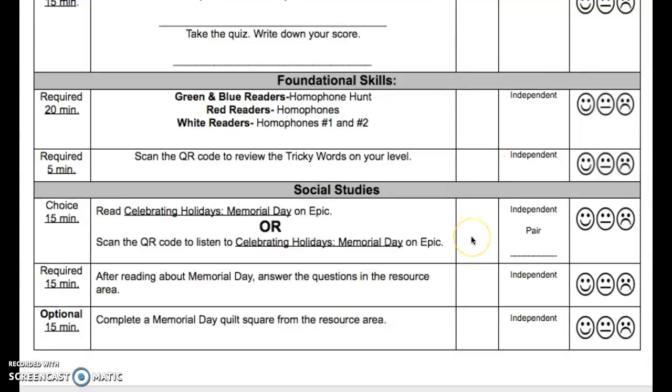In social studies this week, you have a choice. Read Celebrating Holidays, Memorial Day on Epic, or scan the QR code and listen to Celebrating Holidays, Memorial Day on Epic. Independent or pair, reflect when you're done.